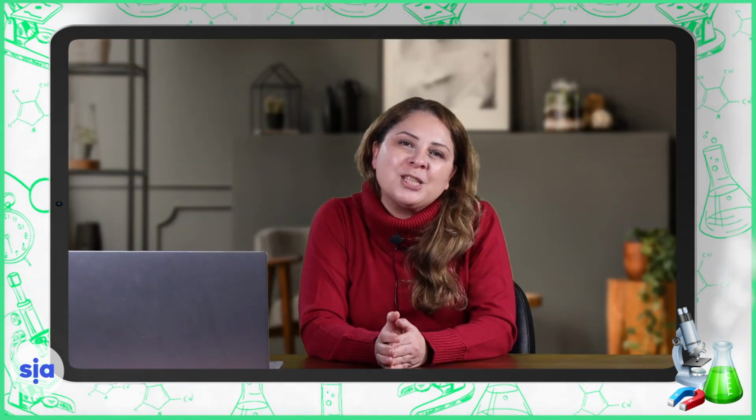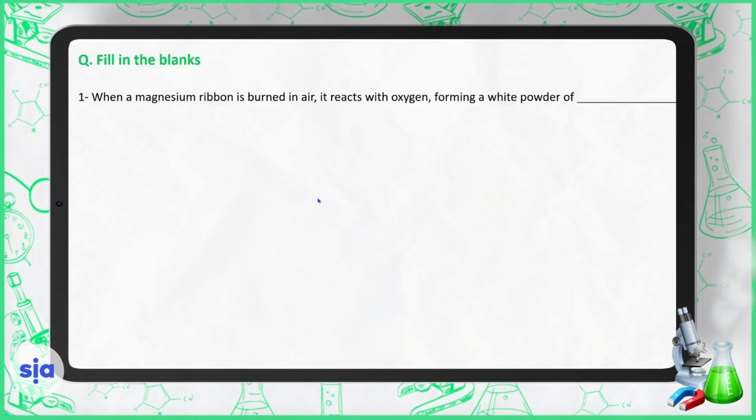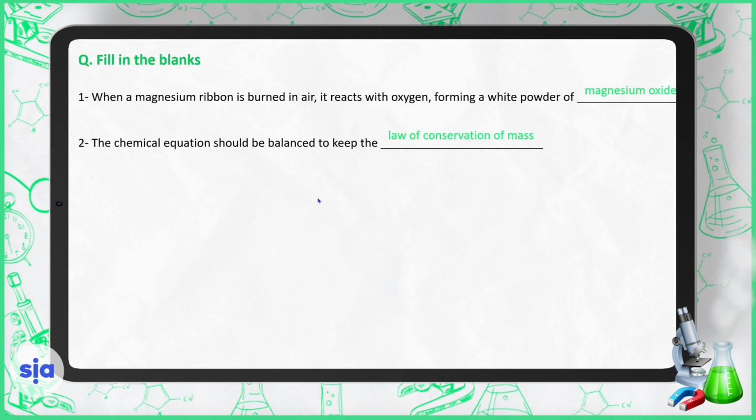Now it's time for questions. Fill in the blanks. When a magnesium ribbon is burned in air, it reacts with oxygen, forming a white powder of magnesium oxide. The chemical equation should be balanced to keep the law of conservation of mass.